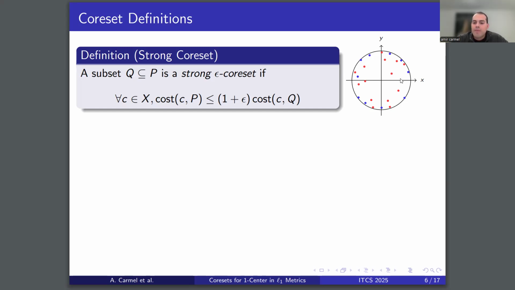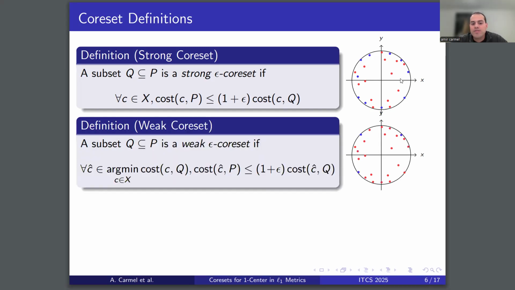If we need many points, because if we consider every antipolar point of a point in the original set P, there needs to be some representative in the coreset, because we need to estimate the cost for every point in the metric space. Weak coreset is different. Here we want to preserve the cost just for the optimal solution of Q.